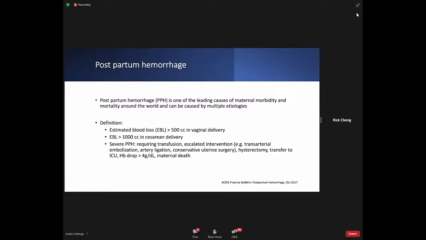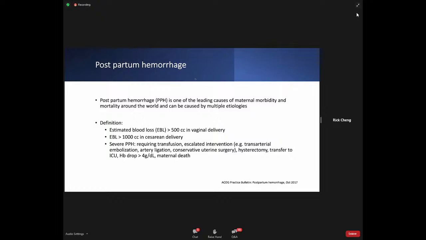Postpartum hemorrhage is defined as greater than 500 cc's of estimated blood loss in vaginal delivery and greater than 1,000 cc's of EBL in cesarean delivery. Severe postpartum hemorrhage is defined as life-threatening blood loss in the setting of one or more of the following: requiring blood transfusions, need for escalation of intervention, transfer to the ICU, drop in peripartum Hb of more than 4 grams, and bleeding resulting in maternal death.